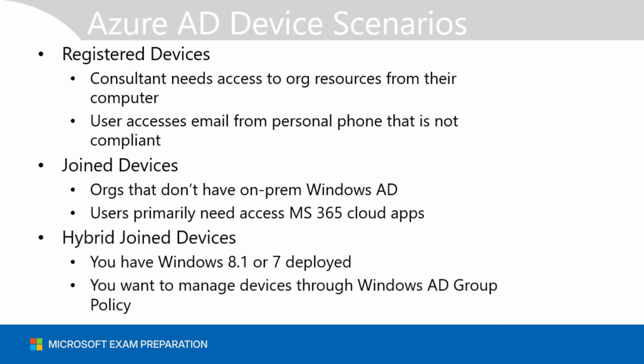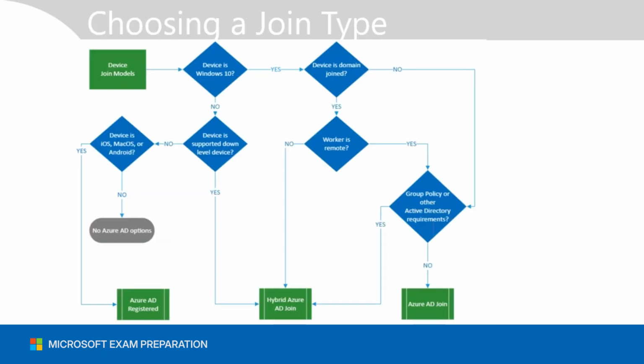Hybrid joined devices, probably the primary use for this would be the down-level client. So they don't have Windows 10, they're running Windows 8.1 or 7 on the desktop, but you may still want to control or manage the device, allow synchronization or authorization against both. And so hybrid join could be your choice for that. Another reason you might do hybrid join devices is because you have Windows AD group policy and you want to be able to apply that to those down-level devices.